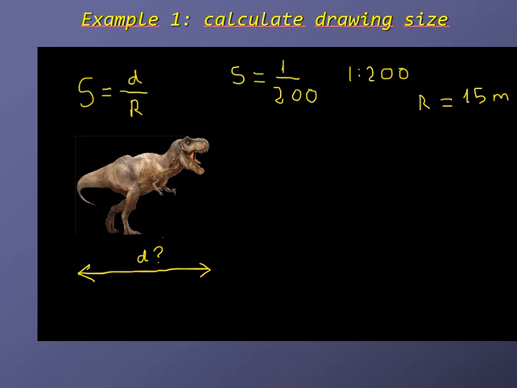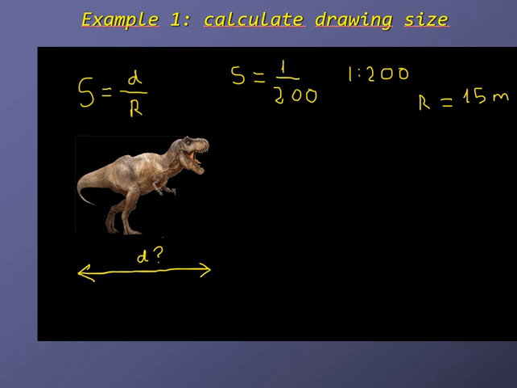The example number one is when you have to work out, for example, the drawing size. Imagine that you have a real object. In this case, we have the dinosaur, and we know that this is a T-Rex, and it is 15 meters long. And they tell us that we have to use a reduction scale of 1 to 200. So it means that we have to reduce this size 200 times to get the drawing size, to know how long the dinosaur is going to be in our paper.